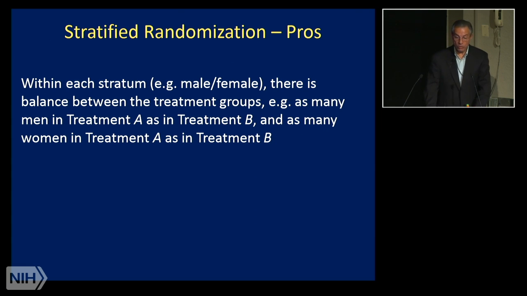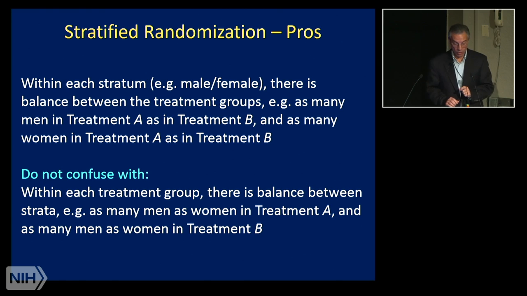So what is the pro? The big pro of stratified randomization is within each stratum. So within gender, there is a balance between the treatment groups. As many men in treatment A as in treatment B, and as many women in treatment A as in treatment B. But do not confuse with the following.